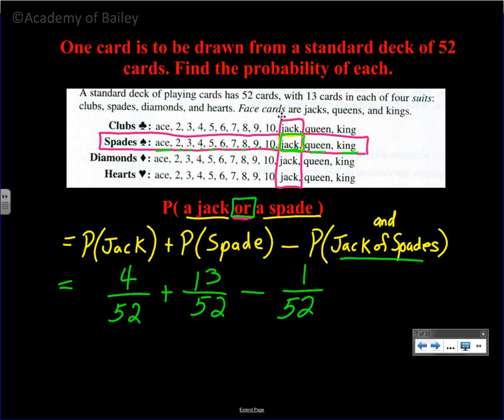And so let's add these numbers up. 4 plus 13, and we know they all have common denominators. So let's go ahead and add up the numerators. 4 plus 13 is 17 minus 1, and that's 16. 16 over 52 is approximately 30.8%. So the probability of getting a jack or a spade is going to be 30.8%.